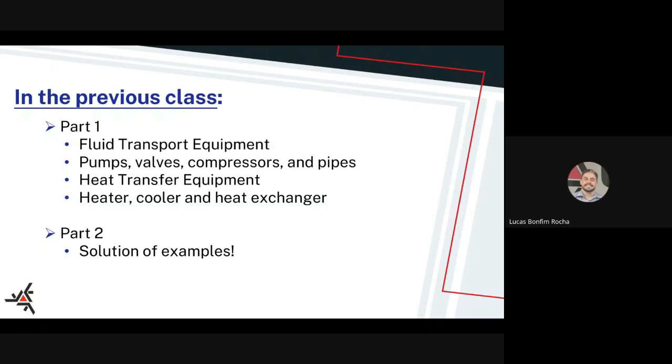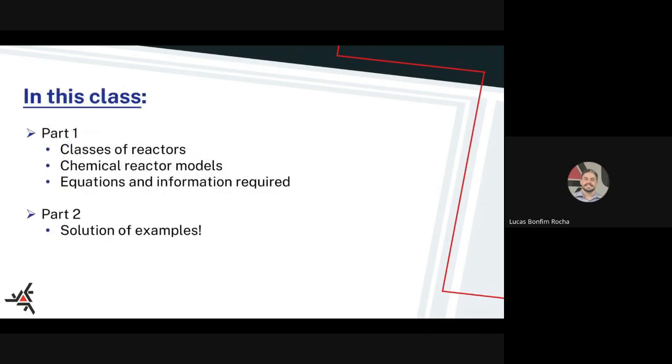And in this class, we are going to work with more examples, but they are shorter than the examples that we solved in our last class, right? So in this class, we are going to understand the classes of reactors that we can try to simulate using software for process simulation, okay? We are going to understand how some of the chemical reactor models available in Aspen Plus work.